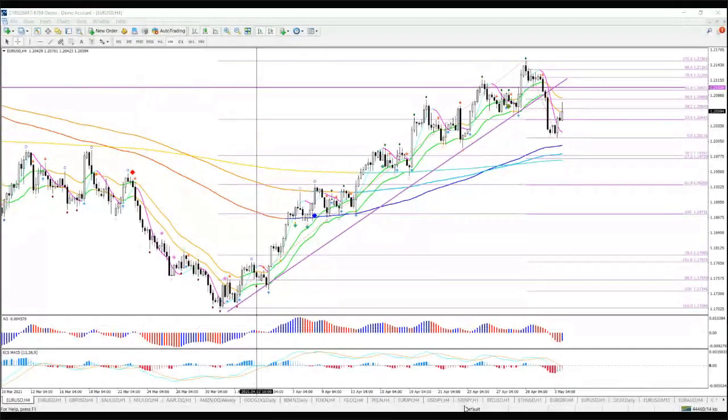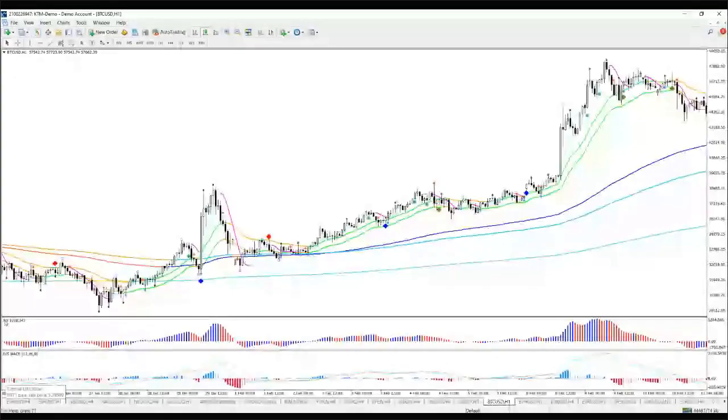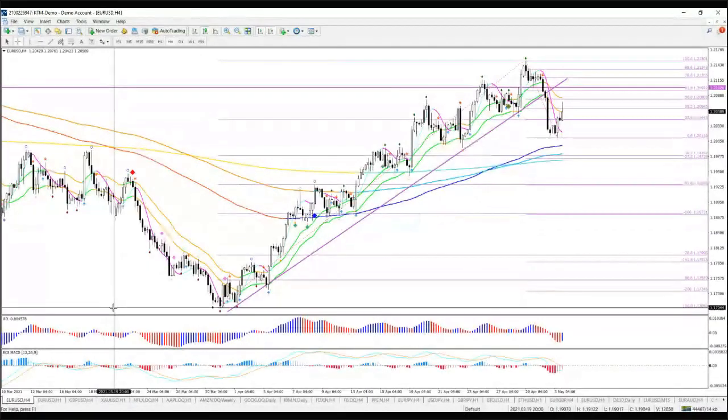All right, just finding the chart. There we go. All right. So, we can start with the euro dollar. I do want to take a look at our instruments as well.